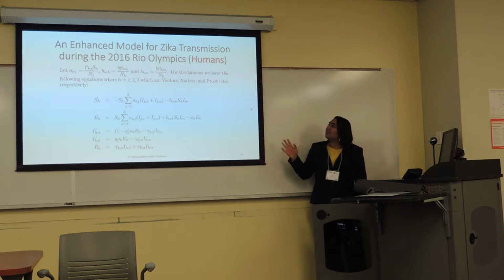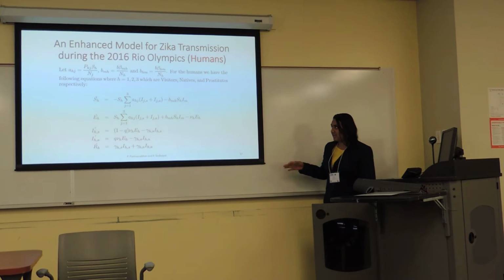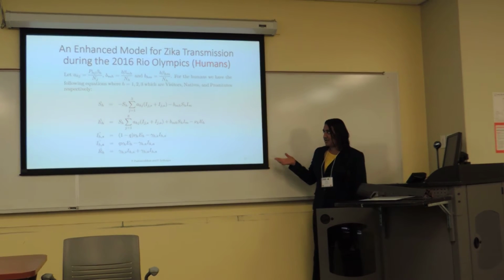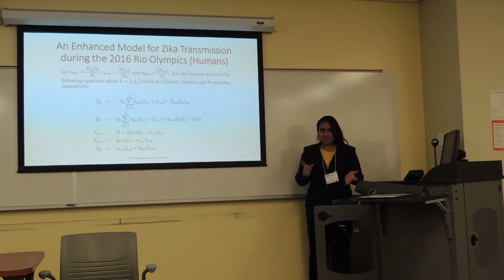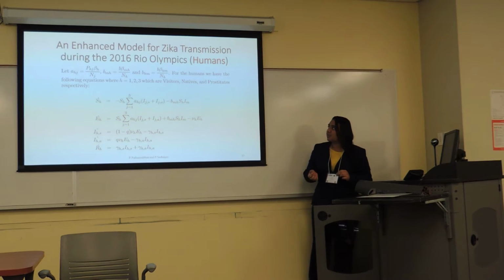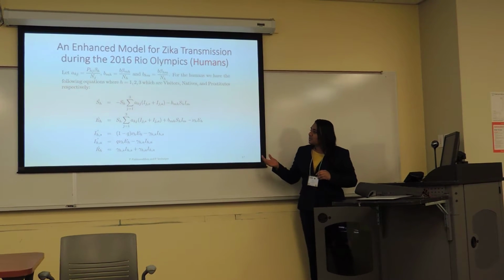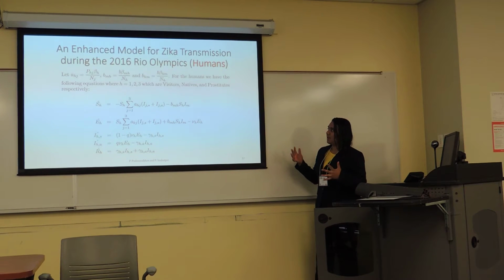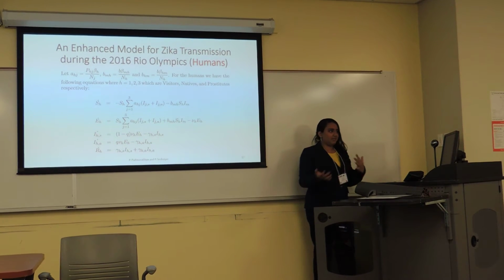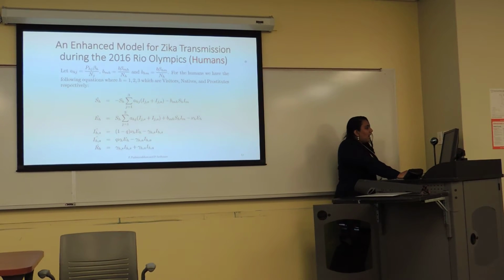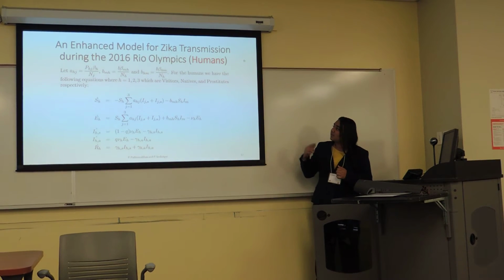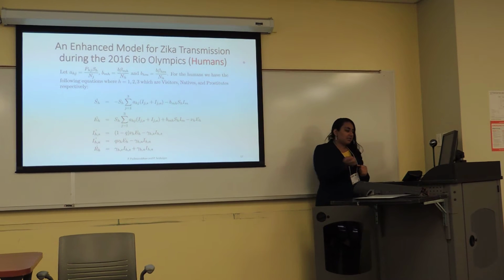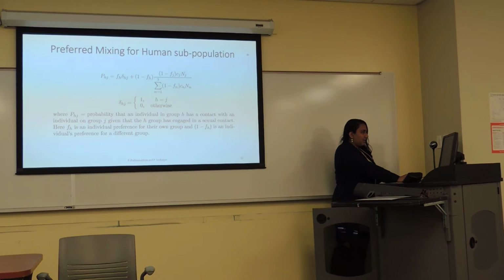So this was the model that we had for the humans, and as you can see, the sigma term helps us to describe the fact that we can interact with all 3 populations and not just one population anymore. Most of the other terms are almost the same because it's the same interactions between the vectors and the humans. We see the AHJ term above, and that's describing the preferred mixing term that we were able to incorporate.